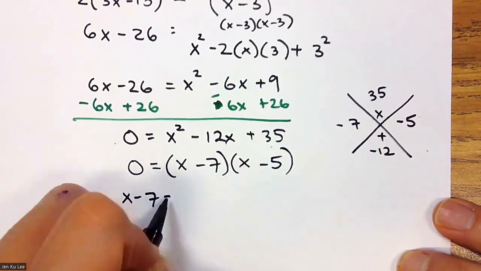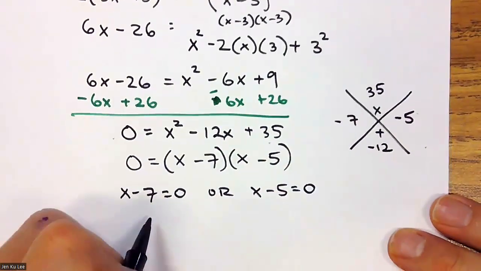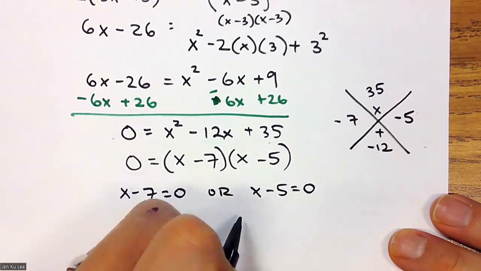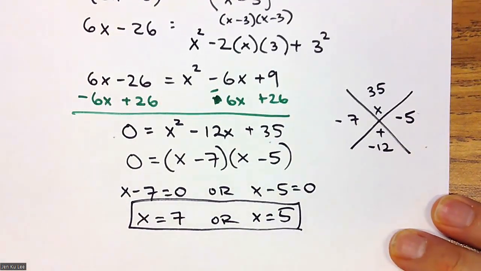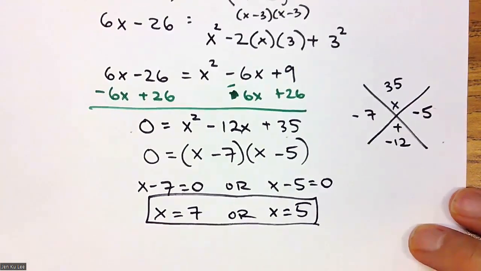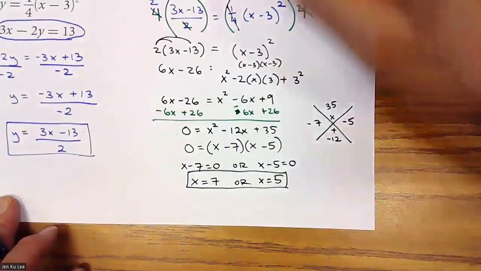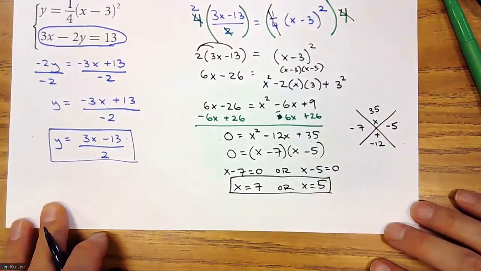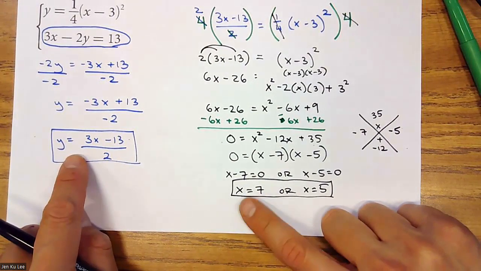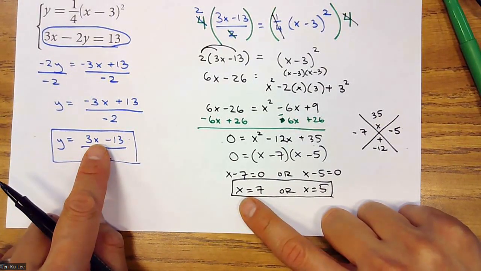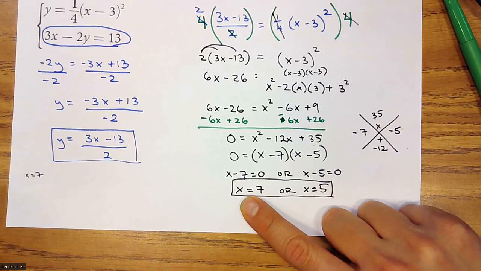So x minus 7 equals 0, or x minus 5 equals 0. So x is equal to 7, or x is equal to 5, correct? Questions on that and how I got x is equal to 7 or 5? No? And from here, if x is 7, what is y? I'm going to plug this 7 into this equation. Okay? So x is equal to 7.